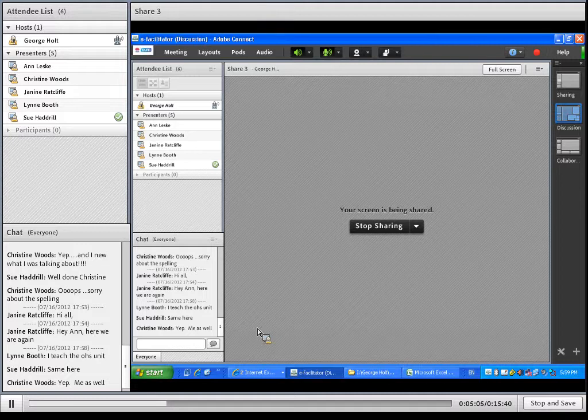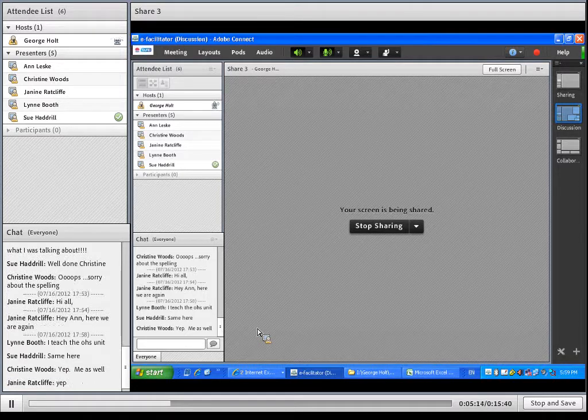She teaches OH&S. Sue does the same, and Christine, yep, you as well. Can you see what I mean? It's already happening, isn't it? People starting to think, oh, I've done that. So straight away, we've got a solution there in terms of how we deal with that unit.